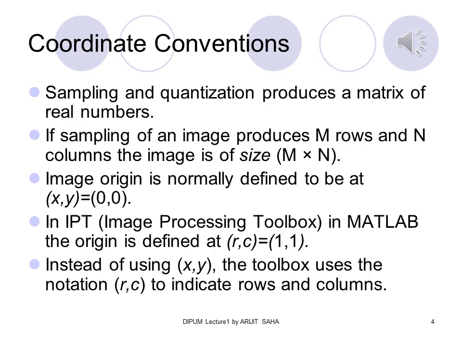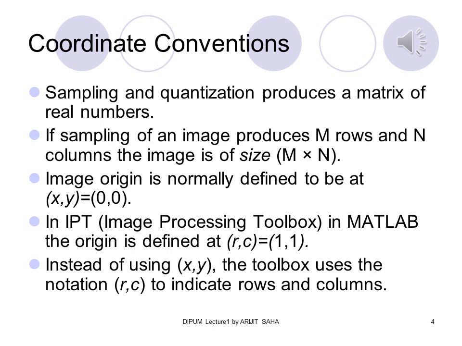Now we discuss the coordinate conventions. Sampling and quantization produce a matrix of real numbers. If sampling of an image produces m rows and n columns, the image is of size m by n. The image origin is normally defined to be at (x, y) = (0, 0). But we have to keep in mind that in the MATLAB Image Processing Toolbox, the origin is not (0, 0). It is defined as (1, 1).